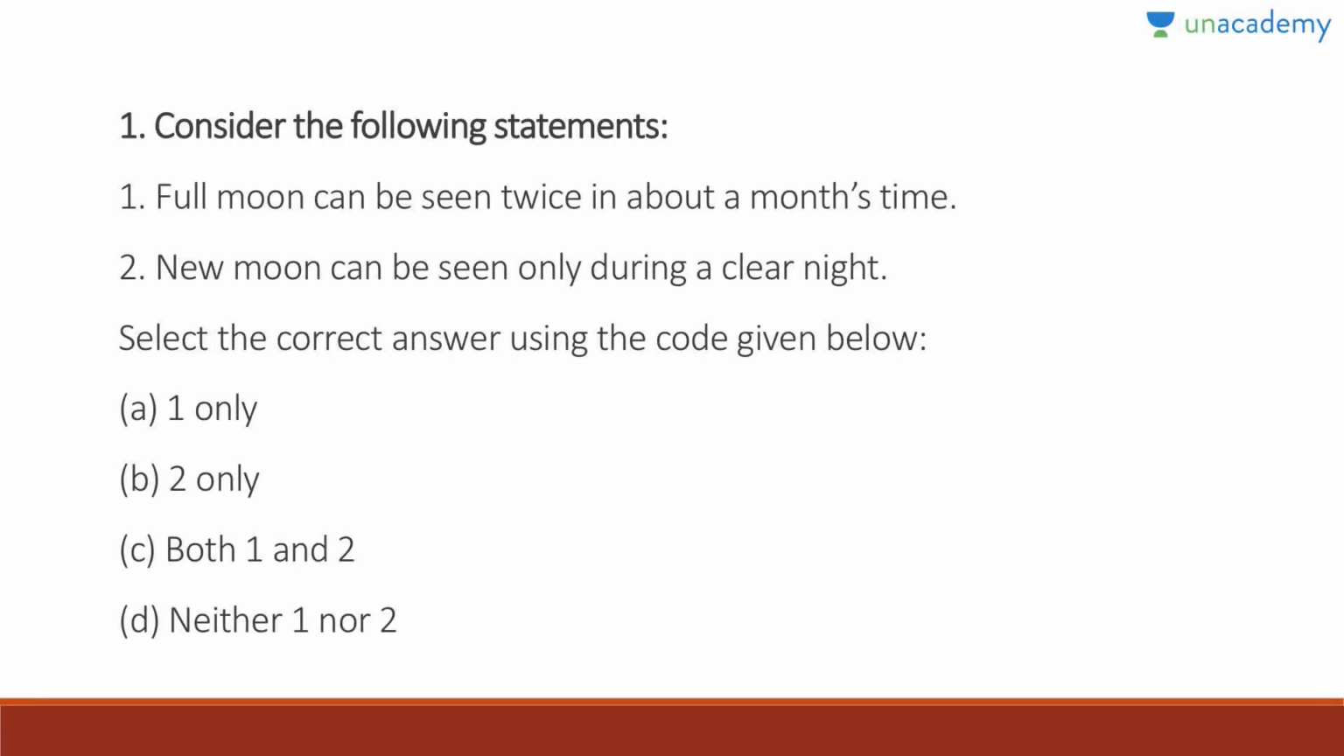Question number 1, consider the following statements. Full moon can be seen twice in about a month's time. This is wrong. Full moon can be seen only once in a month's time. It is also called Purnima. New moon can be seen only during a clear night. New moon cannot be seen at all. It is called Amavasya. There is no moon during new moon. So the answer here is D, neither 1 nor 2.